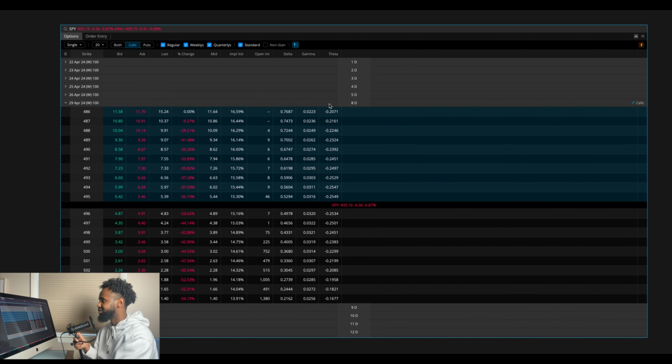So rule number one, buy expirations that are a little further out. And rule number two, buy contracts that are either at the money or in the money, which are these higher ones.